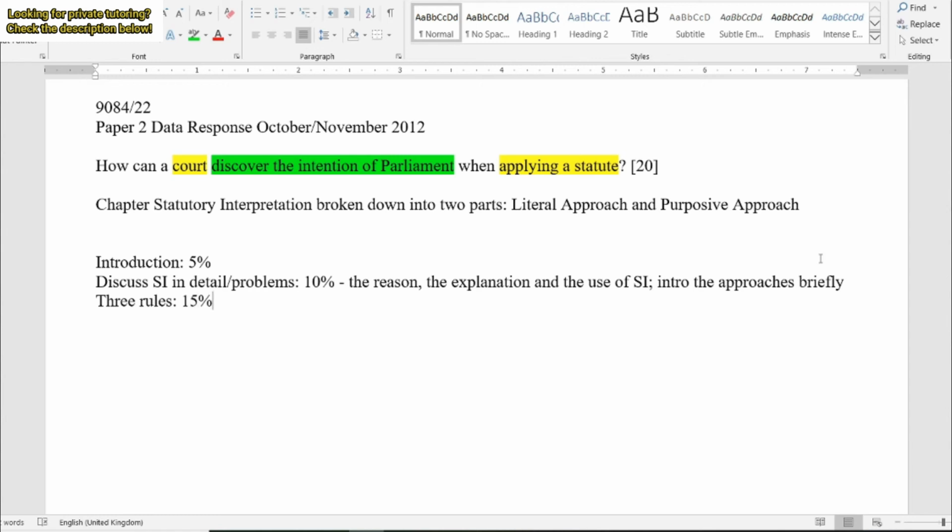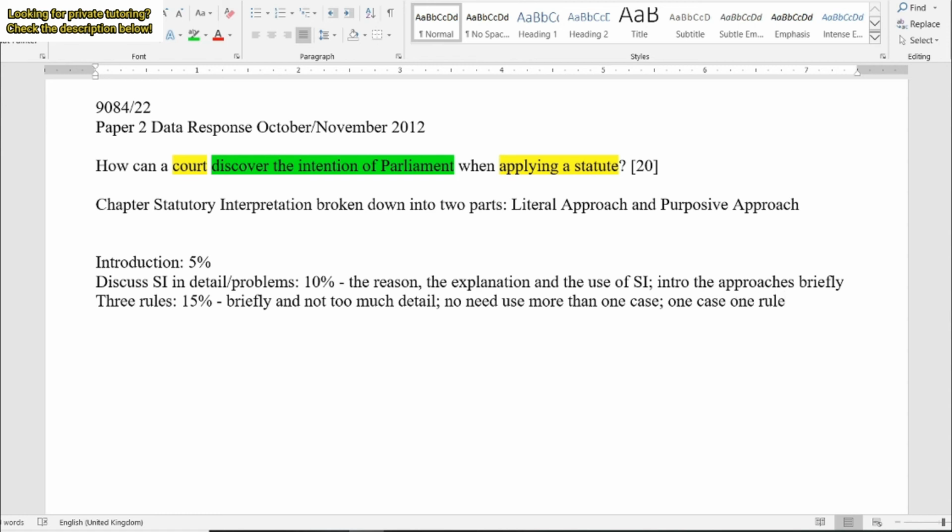A little bit more. So now you get like 30% already. The 3 rules are again covered briefly only, and not in too much detail. Especially, no need to use more than one case. Use one case to explain one rule, that should be fine already. So yeah, one case, one rule.